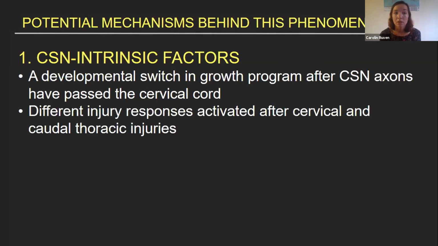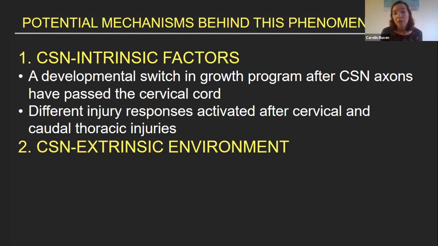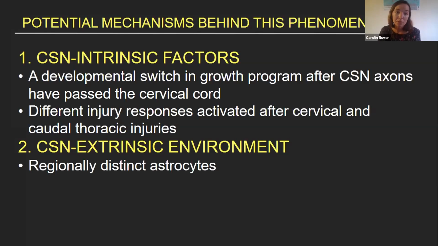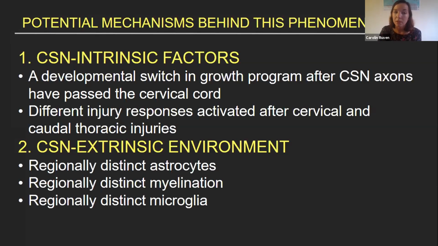Another option might be that after the injury, there is a different injury response that gets activated depending on the injury level. Also, we don't exclude that it's somehow the CSN extrinsic environment, even though in our model we try to minimize the effect on the environment. We don't see much glial scarring and inflammation, but still it is possible that regionally distinct astrocytes, myelination, or microglia can somehow affect the CSN axon growth differently.